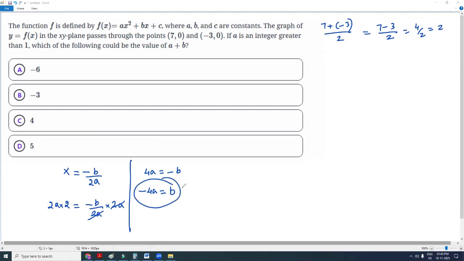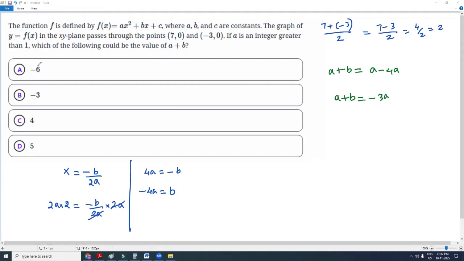Here I got the value of b in terms of a. And our aim is to get the value of a + b. Okay, now let me write the stuff over here, a + b. And we can keep this a as it is. And for b, we can plug in this one, -4a. Then we have a + b equals -3a when I combine a and -4a.